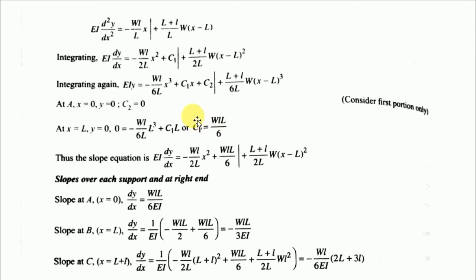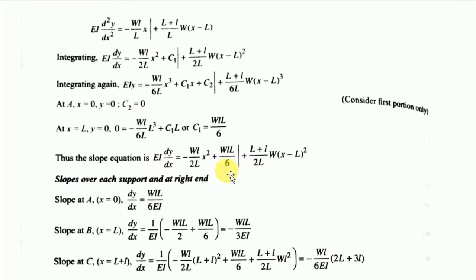And now we put these two constant values in the generalized equation, which is this, and we have the final slope equation. Okay, and the deflection equation also, but we will discuss that later.